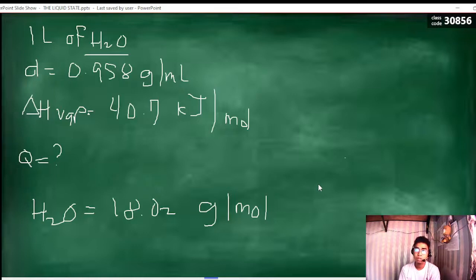Now, since we already wrote the given in the sample, let's start the calculation. So don't forget the following: we have 1 liter of water, density which is 0.958 grams per milliliter, molar heat of vaporization which is 40.7 kilojoules per mole, and the molar mass of H2O is 18.02 grams per mole.